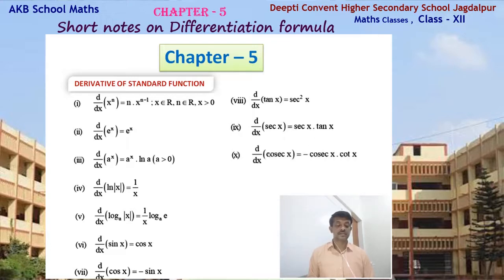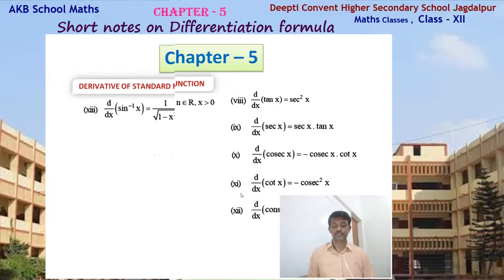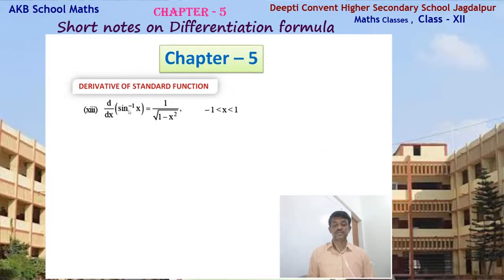The derivative of sin x is cos x, cos x is minus sin x, tan x is sec square x, sec x is sec x tan x, cot x is minus cosec square x, and the derivative of a constant is 0. The derivative of sin inverse x is 1 upon root 1 minus x square, and cos inverse x is minus 1 upon root 1 minus x square. Just remember these formulas. X lies between minus 1 and plus 1.